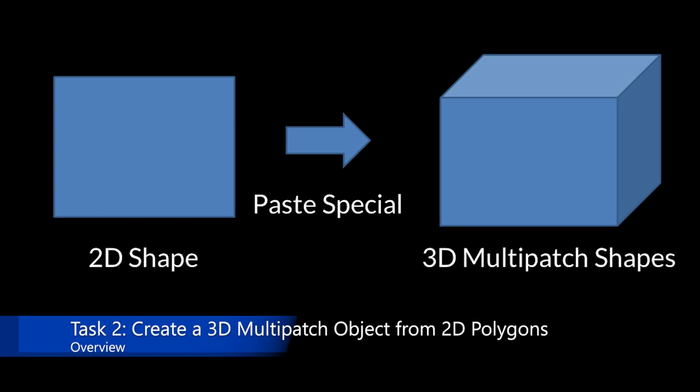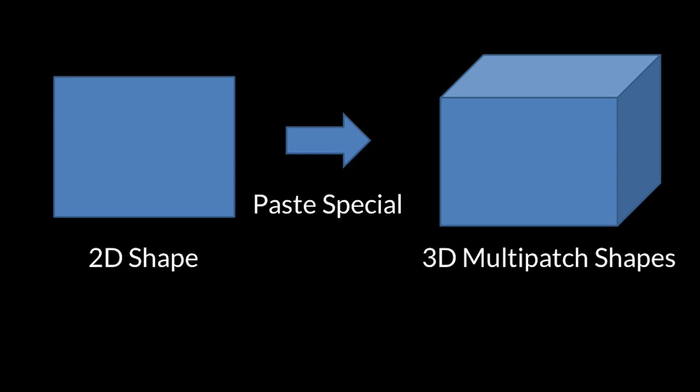Task 2. In this task, you will use the Paste Special tool to copy 2D building polygons that you added to the map in Step 1 into a 3D multipatch object. The multipatch objects will be the basis for the digital twin that you will create later using a Python script.